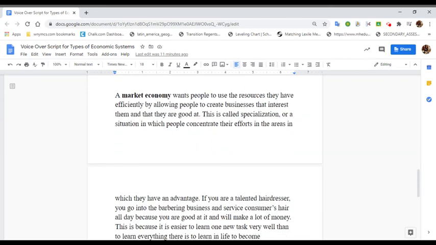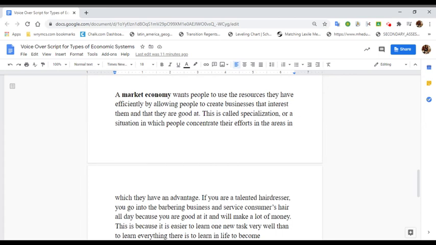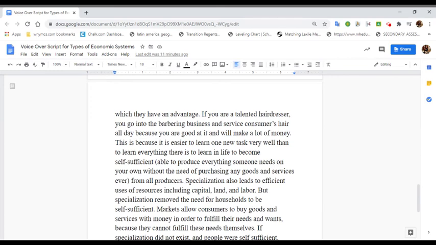A market economy wants people to use the resources they have efficiently by allowing people to create businesses that interest them and that they are good at. This is called specialization, or a situation in which people concentrate their efforts in areas in which they have an advantage. If you are a talented hairdresser, you go into the barbering business and service consumers' hair all day because you are good at it and it'll make you a lot of money.